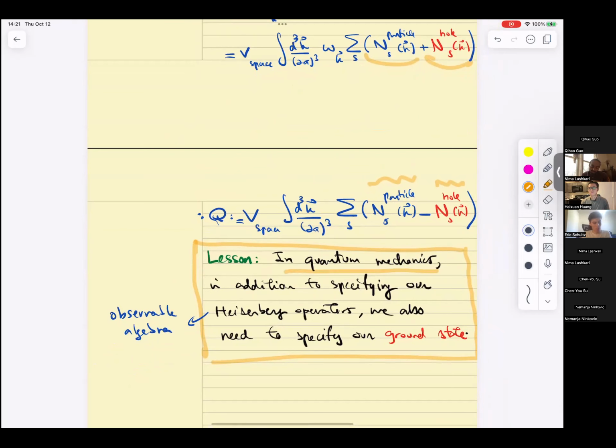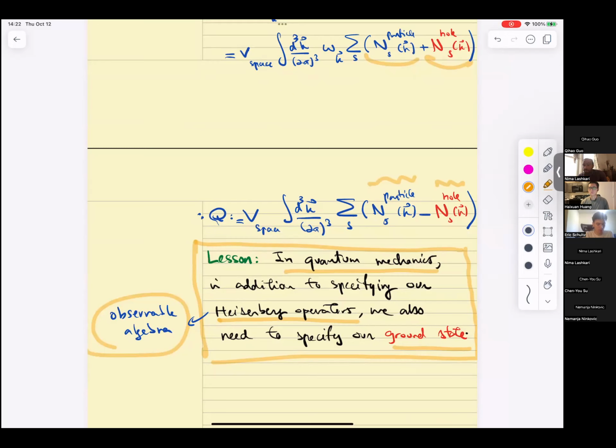In quantum mechanics, it's not sufficient to specify the operators, the observable algebra. We also need to pick a ground state. There is more to quantum mechanics than the algebra of X and P. There's more to quantum mechanics than your observables. If your system is infinite dimensional, it matters. To define a quantum theory, you also have to make a choice of a vacuum. That's very, very crucial. Let's think about this for a second.